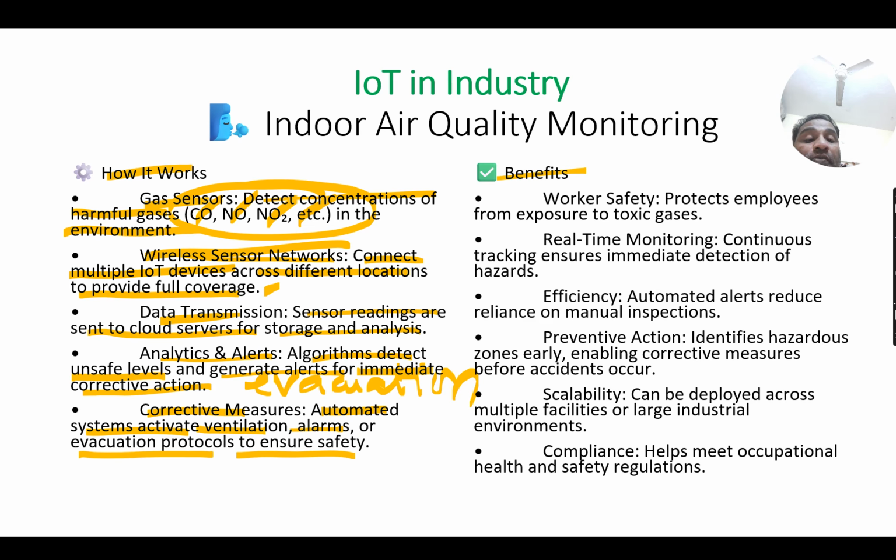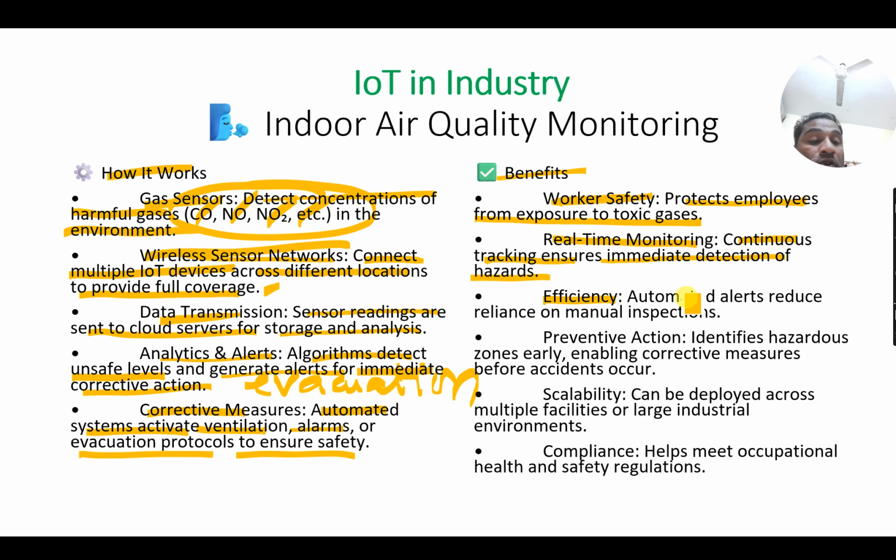Benefits. One of the important benefits is worker safety. It protects the employees from exposure to the toxic gases. Real-time monitoring. Continuous tracking ensures immediate detection of the hazardous gas because I am continuously tracking in real time, right? So immediately I can detect the dangerous level of the gases.